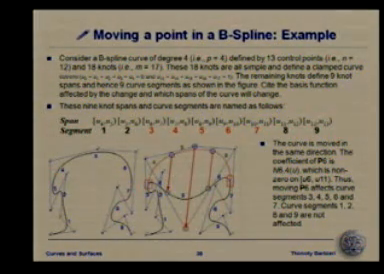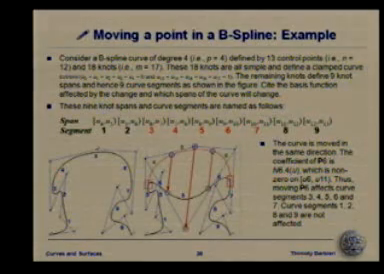Look, for example, at this example here. You have a rather high degree B-spline. Actually, it's 12 control points.